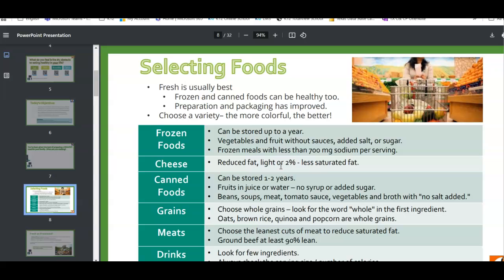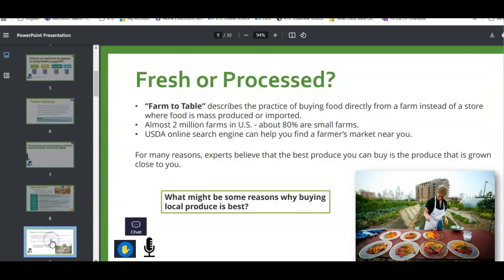Then we have our grains. Choose whole grains. Look for the word whole in the first ingredient. Oats, brown rice, quinoa, and popcorn are whole grains. Meat, you want to choose the leanest cuts of meat to reduce saturated fat. Ground beef, you always want to get that at least 90% lean. And for drinks, look for fewer ingredients.